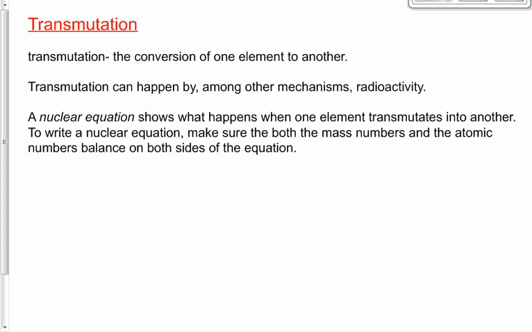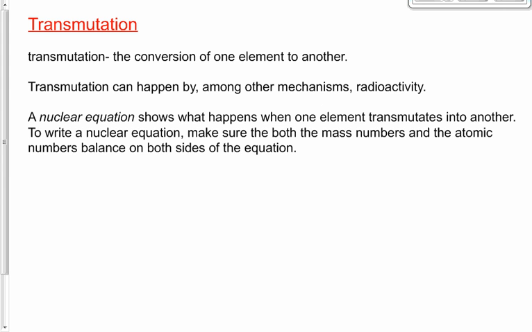Now, one method in which transmutation can occur is by radioactivity. Radioactivity will convert one element to another. But transmutation is a little bit more general. It also includes something like fission and fusion that we're going to look at in a few days.